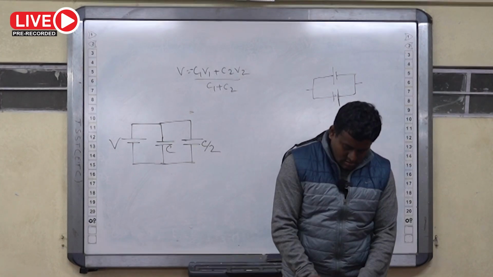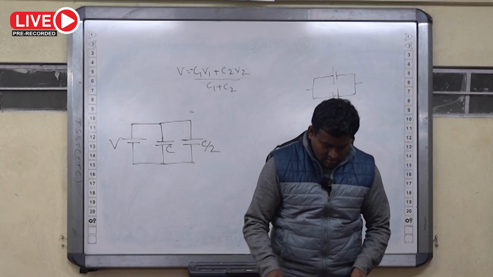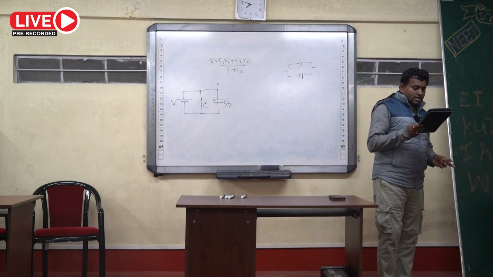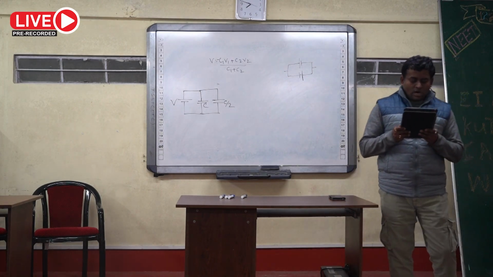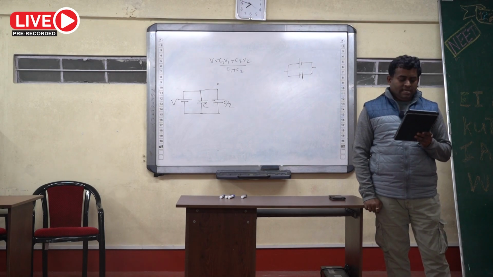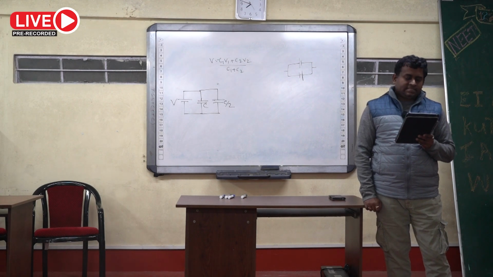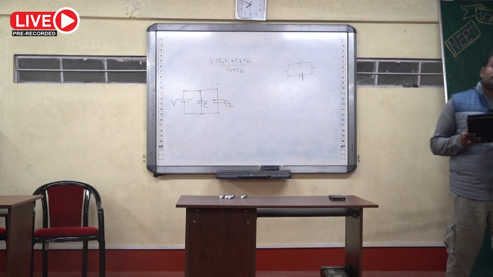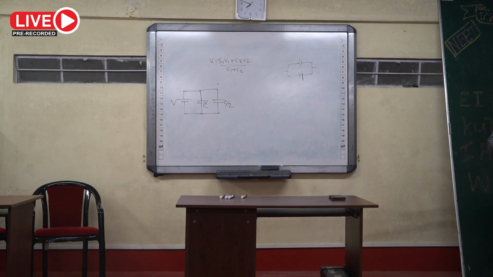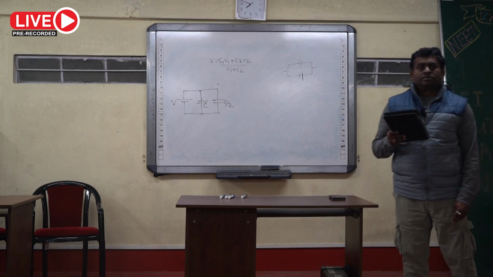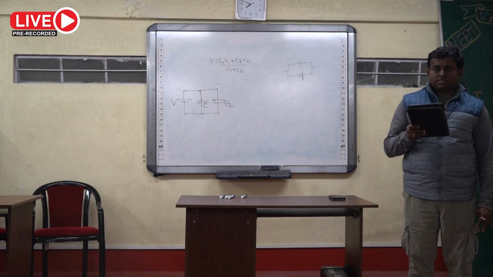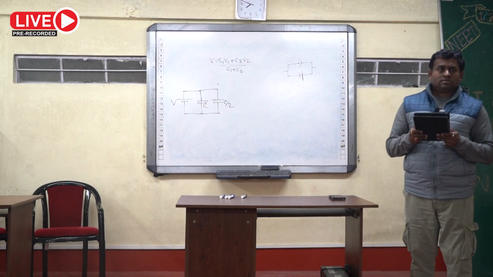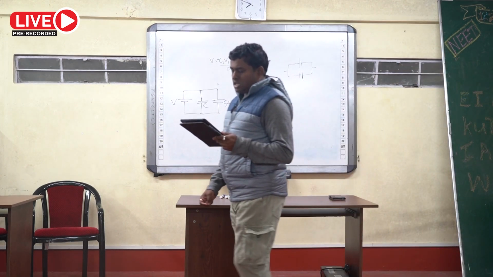The work done in charging both the capacitors completely is: option A 2CV square, option B 1 by 4 CV square, option C 3 by 4 CV square, option D half CV square.